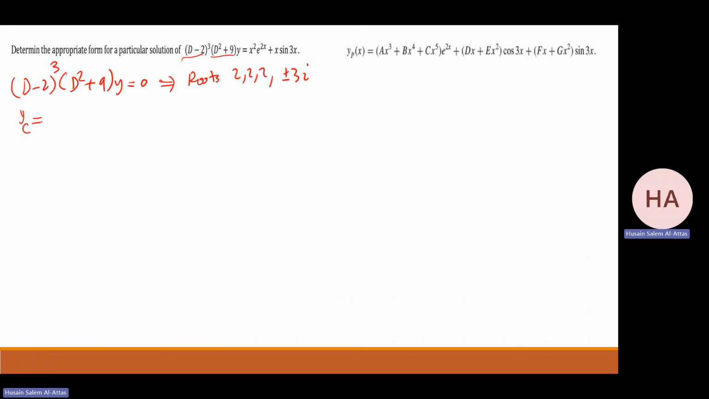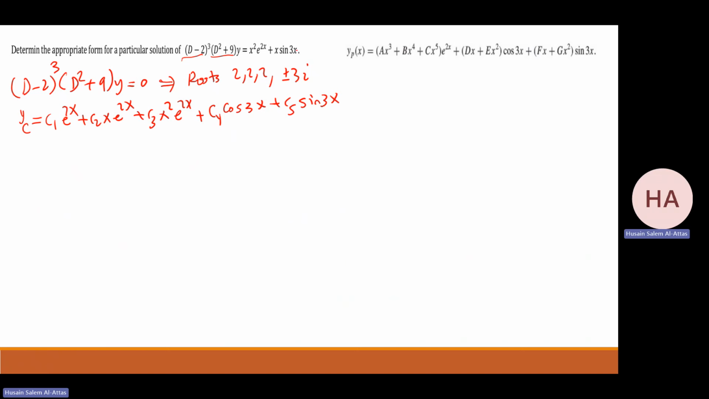Let me check what we have. Okay. I need to solve this. Easy ones. (D minus 2) cubed (D squared plus 9) y equals 0. The homogeneous. What are the roots? 2, 3 times, and plus or minus 3i. Okay. Now, what is the yc? c1 e to x plus c2 x e to x plus c3 x squared e to x. And this one gives me what? c4 cosine 3x plus c5 sine 3x.